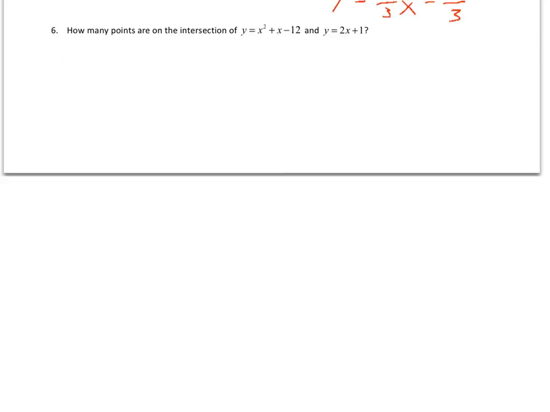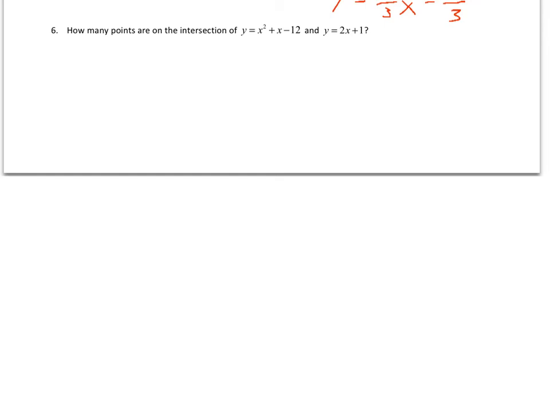In number 6, we are asked how many points are on the intersection of y equals x squared plus x minus 12 and y equals 2x plus 1. So now we need to remember that the number of points of intersection is the same thing as the number of solutions. So if we can figure out the number of solutions for this system of equations, we will know our answer. To do that, I'm going to begin solving this system.